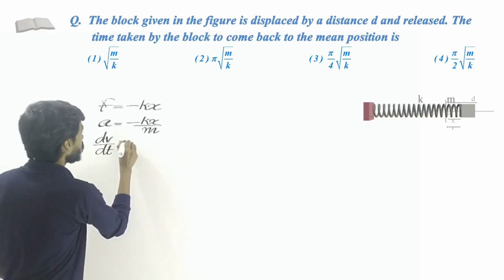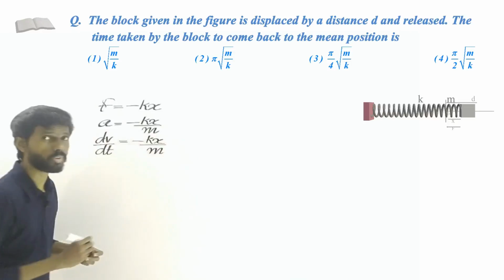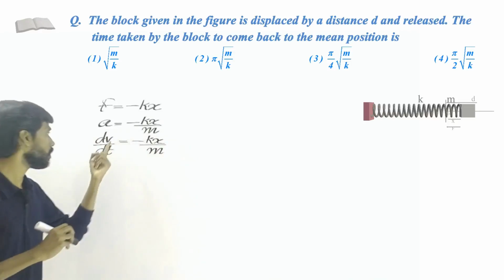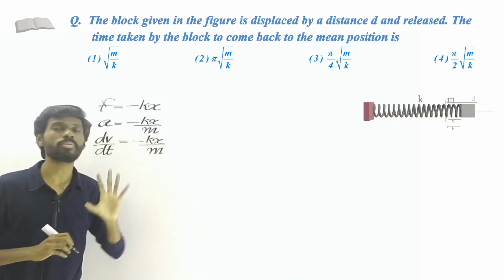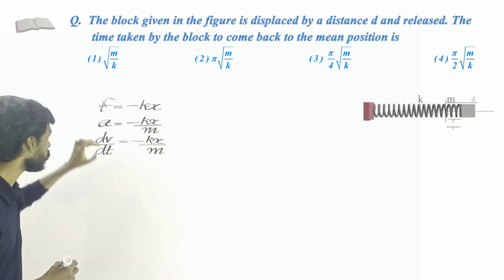Okay, so that equals, but to get the value of v, obviously we have to do the integration. But there are three variables. You see, v is a variable, t is a variable, x is also a variable. So we reduce it to two, then only we can do the integration of both the sides. So what do you do?